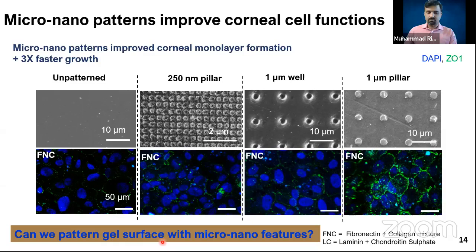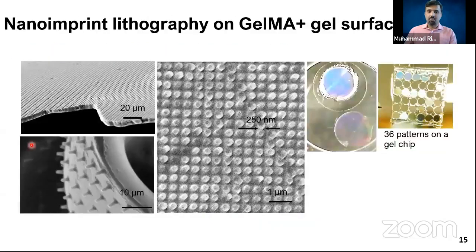the patient's eye? But patterning on a hydrogel surface is more challenging compared to plastics. We developed a new method of nanoimprint lithography that we can use to pattern hydrogel surfaces also with really nice features. Here you see a really thin hydrogel film patterned with 1 micron wells. Here you can see again 1 micron pillars patterned on a hydrogel film, and we can really go down to 250 nanometer scale on the hydrogel surface also.